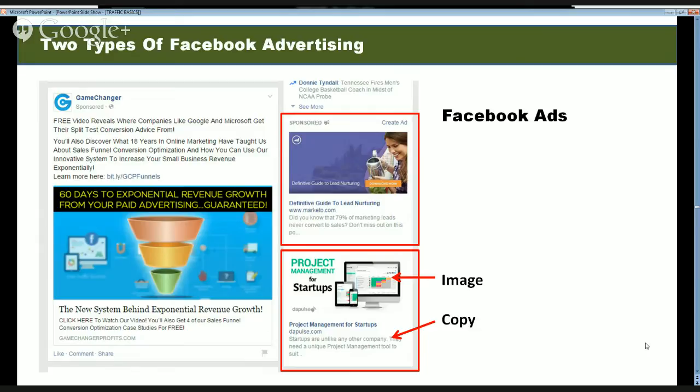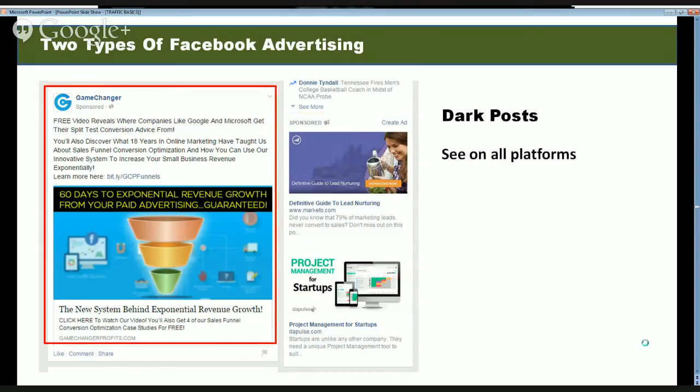Now, there's another kind of advertising on Facebook, and that is what are called dark posts. Facebook talks about boosting your post, but everybody in the world refers to them as dark posts. The reason is because they're kind of stealthy. They look like they're ordinary posts, but they're really sponsored advertising. And you can tell that anytime. The next time you get on Facebook, take a look. If you see the word sponsored up near the top, that means it's a paid ad.